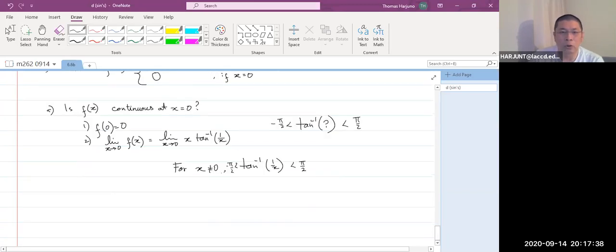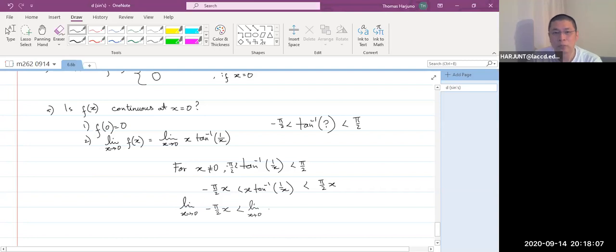Now then, when I multiply by x on each side, this will be pi over 2 times x on the right hand side, and negative pi over 2 times x on the left hand side. Now apply the limit. Limit as x approaches 0 of negative pi over 2 x is less than or equal to the limit as x approaches 0 of x tangent inverse of 1 over x, which is less than or equal to the limit as x approaches 0 of pi over 2 x. To make it safe, let me use the equal sign here.